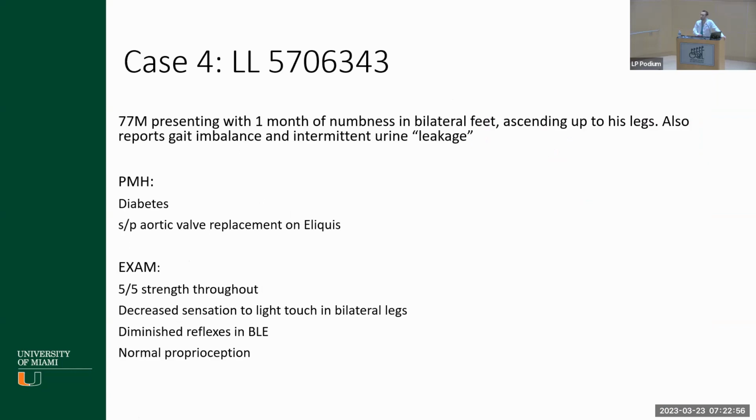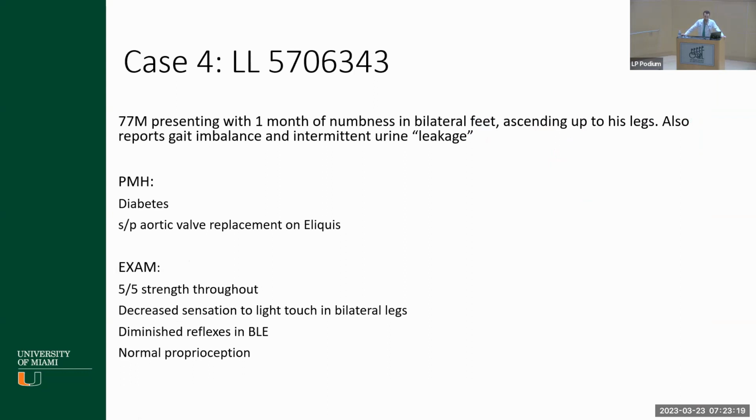All right, so case 4, who else is here? All right, Sumit, 77-year-old man presenting with 1 month of numbness in both of his feet, gradually ascending up his legs. Also reports gait imbalance and urine leakage intermittently. History of diabetes, also with an aortic valve replacement on Eliquis.